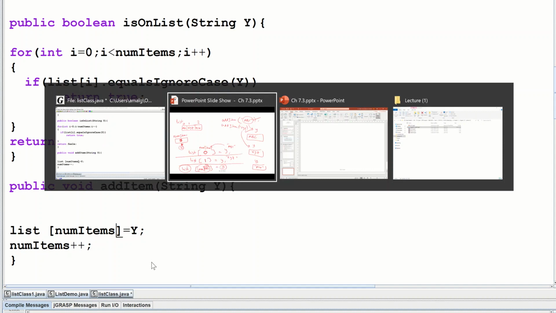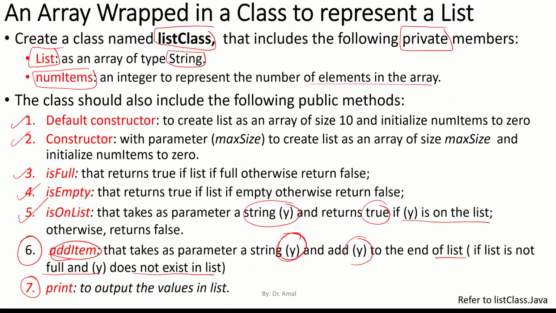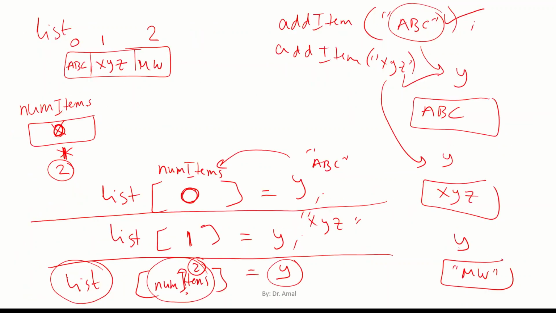Now, according to the question, we have a condition that the array is not full. For example, let's assume the following. We added 3 elements, so the array is now full because the number of items will be 3 and the array is of size 3. If you also need to add a new item, for example y as a, and you need to add this item to your array, this should be rejected.